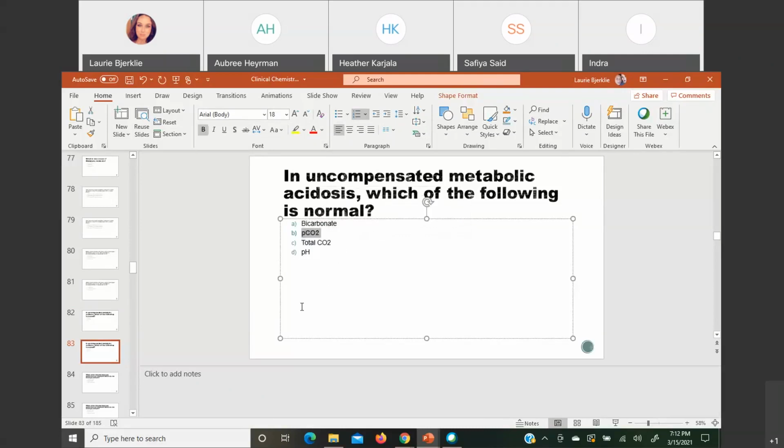So the only thing that has remained normal in an uncompensated metabolic is CO2. It has nothing to do with it yet. We haven't done anything with our CO2 level. It's stayed the same so far.